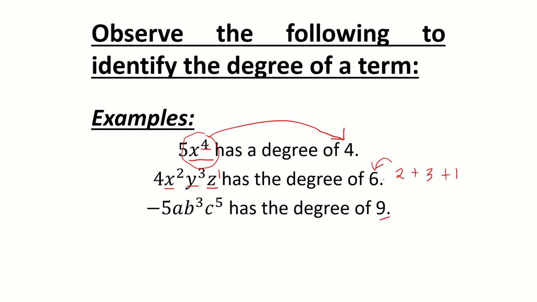Okay, how about the 9? How did we get the 9? There are three variables. The exponent of the a is 1. Exponent of the b is 3. The exponent of the c is 5. So add them, 1 plus 3 plus 5, that's a 9.